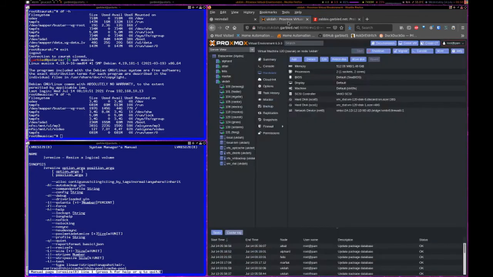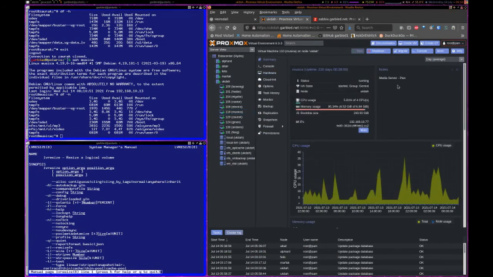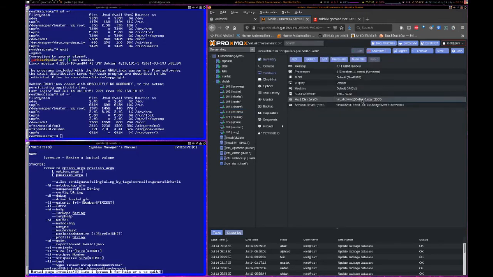So let's find that one. There it is, Musica. Summary, as you can see, it is a Plex server. And here we only have the one disk, which is the root disk. So let's add 25 gigs to this one. 30. Let's make it 30. So it is resized.